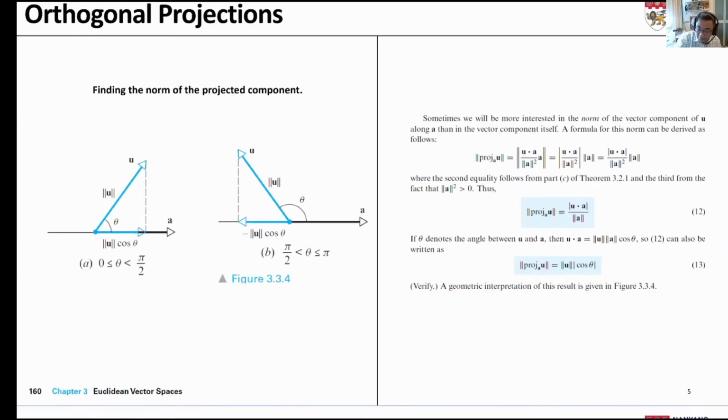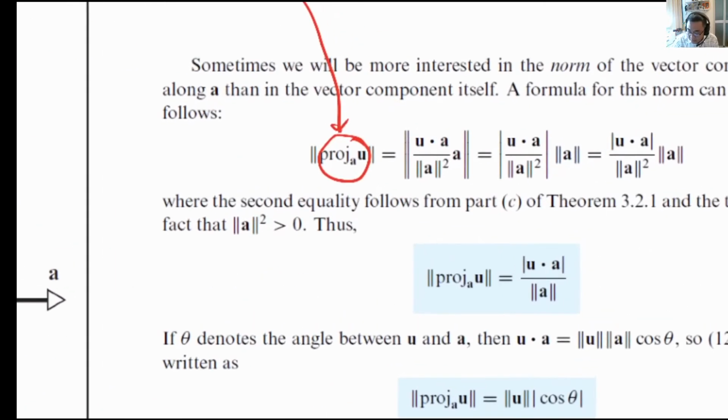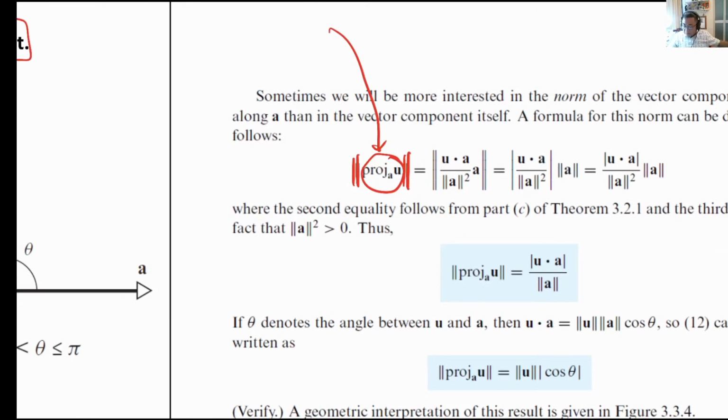In the next slide, we are interested in just finding the norm, which is the length of the projected component. And basically, for this example, if we are interested in just finding the length, all we do is to first find the vector and then take its norm, which will result in a scalar value.